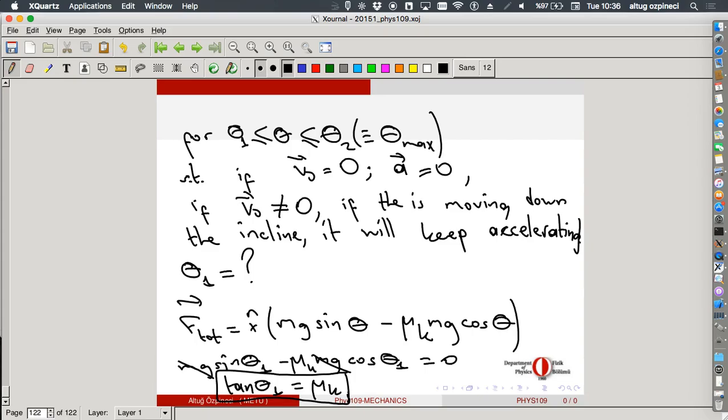Because if the object is moving uphill initially, what is the direction of the friction force? It is downhill. It will try to resist the relative motion of the surfaces. The component of the weight along the incline is always downhill. So if I initially give it an initial upward speed, the component of the weight and the friction force will be in the same direction, and they will not cancel each other. Okay, any questions on this friction force, static or kinetic?